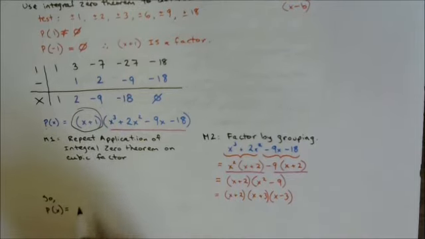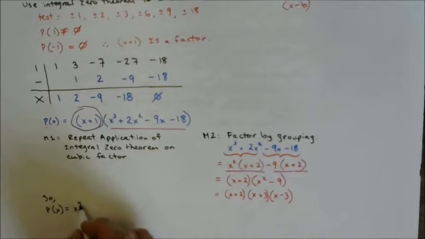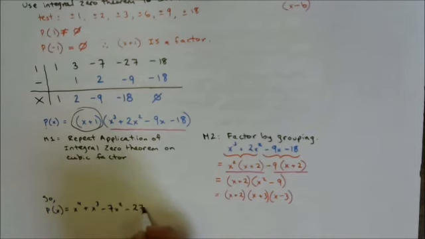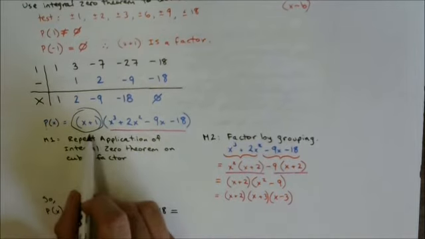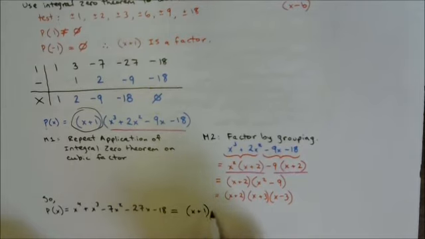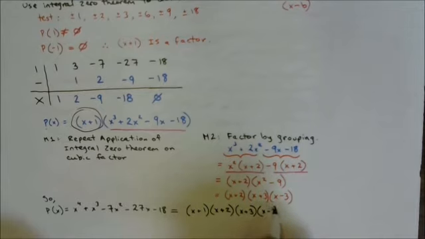So p of x, I'm going to copy down the original, equals x to the power of 4 plus x to the power of 3 minus 7x squared minus 27x minus 18. And in factored form, that equals, take that one first, your x plus 1, and now take the rest that you have down here at the bottom. Times x plus 2, times x plus 3, times x minus 3. Now that is fully factored, which is helpful.